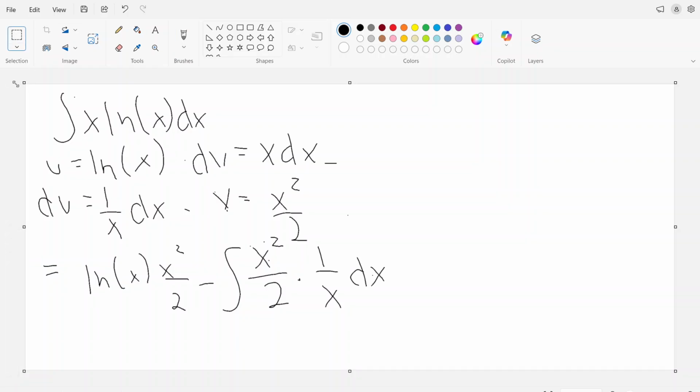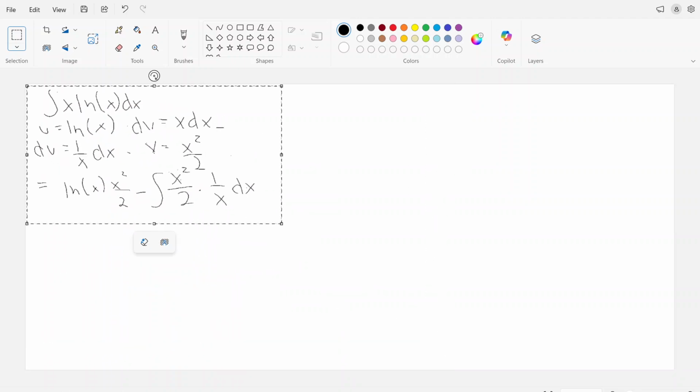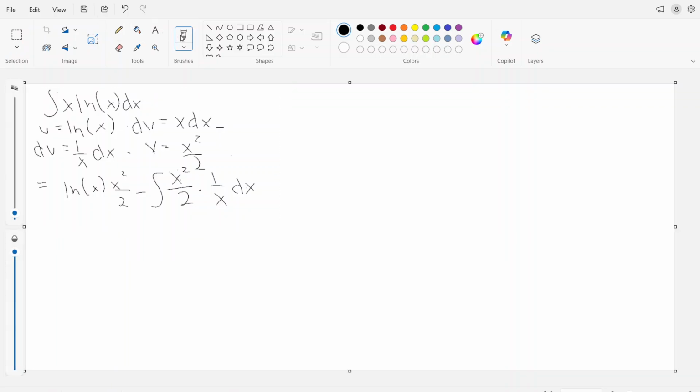So I'm going to clip and crop this first. But I want you to notice something in this integral. We notice that it can be simplified a bit. We can cross out this x and make this x a 1 because we're canceling out an x from each term. So we have ln of x times x squared over 2 minus the integral of x over 2 dx.